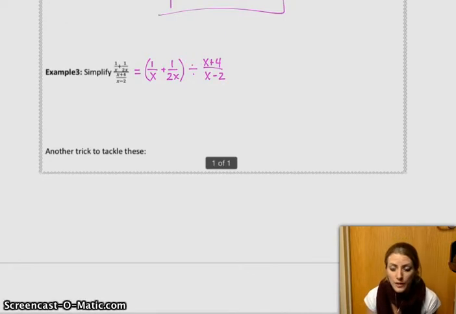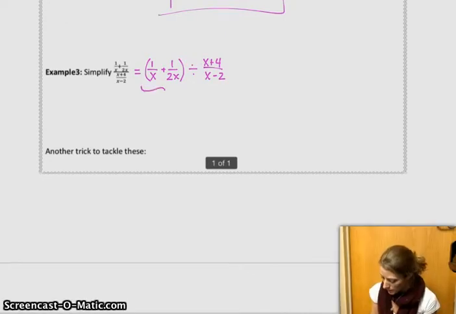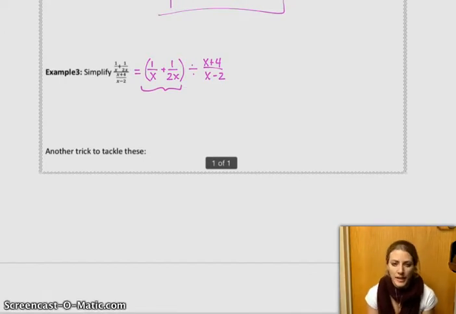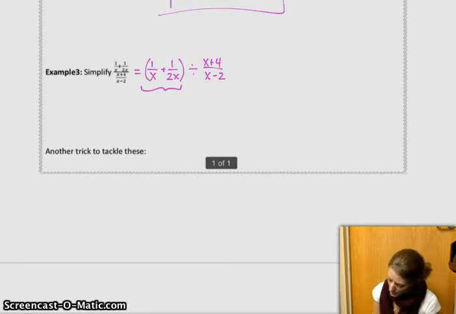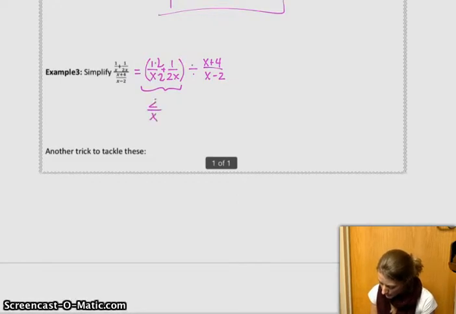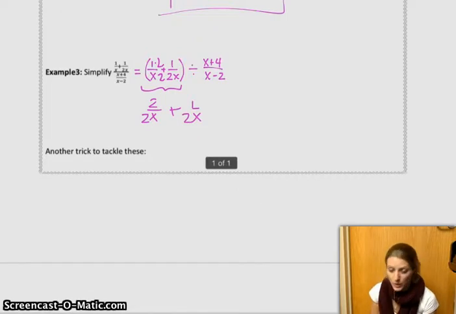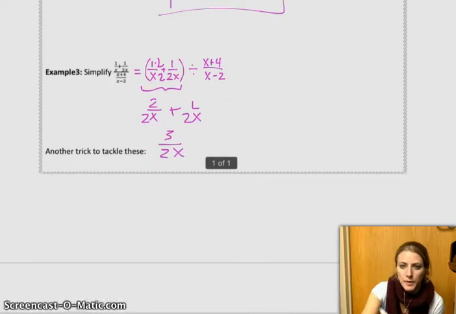So let's do that. In the first part here, 1 over x plus 1 over 2x, we need a common denominator, and that common denominator is 2x. So I can multiply the first one by 2 over 2, and then combine it. So I have 2 over 2x plus 1 over 2x. And then I can combine those into 2 plus 1, which is 3, over 2x. So that's my first term.